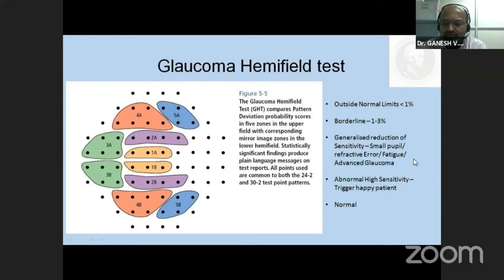Abnormally high sensitivity, like I showed you in the previous slide, is a trigger happy patient, and a normal patient is fitting the Anderson's criteria for calling the patient as normal.